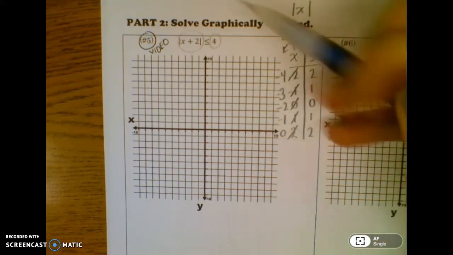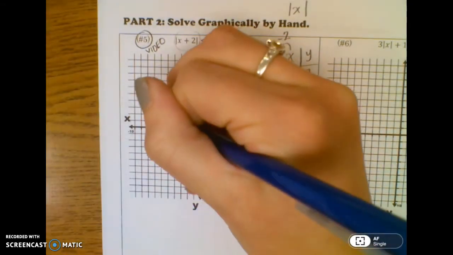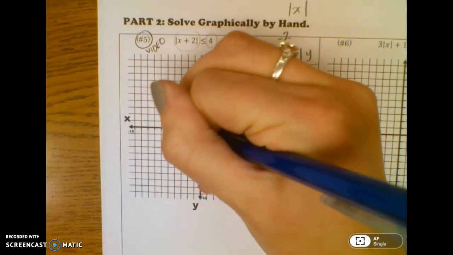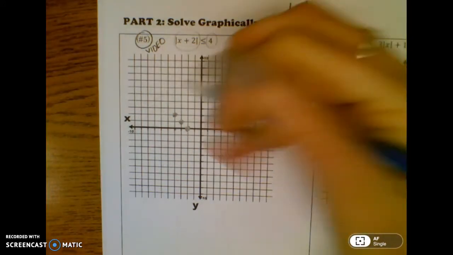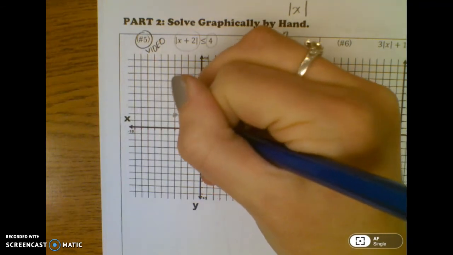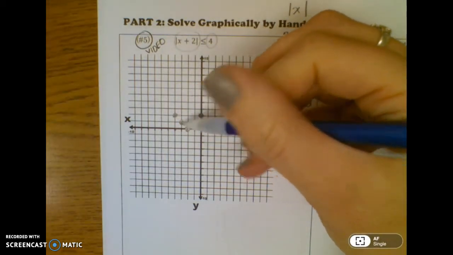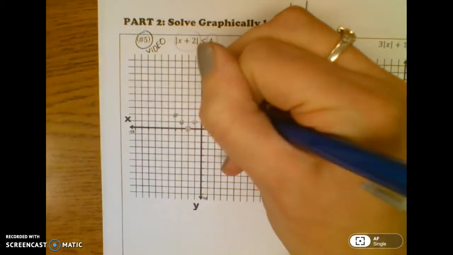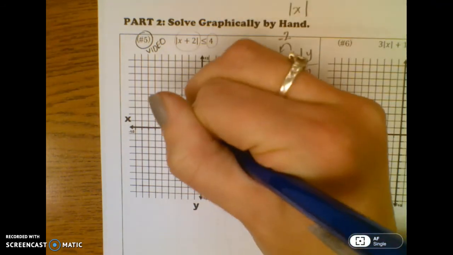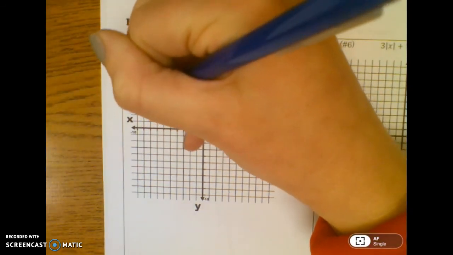Now I can plot these points for my absolute value graph that's shifted to the left 2. So -4, 2, -3, 1, -2, 0, -1, 1, and 0, 2. And remembering what I know about absolute value graphs, I can see that the slope is 1 to the right of that vertex and -1 to the left of that vertex, so I can continue that slope pattern so that my absolute value is accurate. And do that in the other direction.